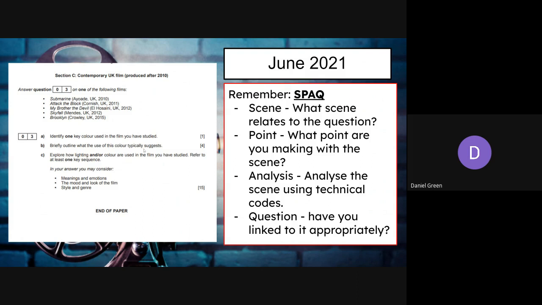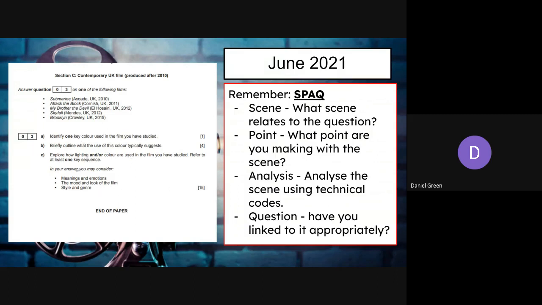Briefly outline what the use of this colour typically suggests. So I'd probably go for orange, and I talk about Bond being the gritty spy who's still very old school and so on. Explore how lighting and or colour are used in the film you've studied. So really nice question because it's both lighting and colour. It's very specific though, so you need to stick to those 2 areas.